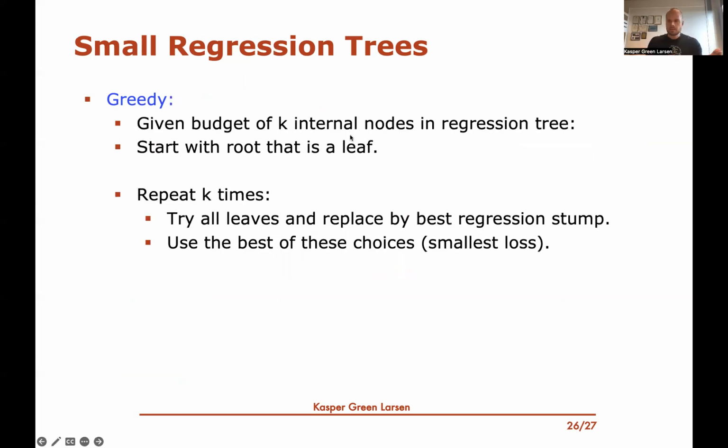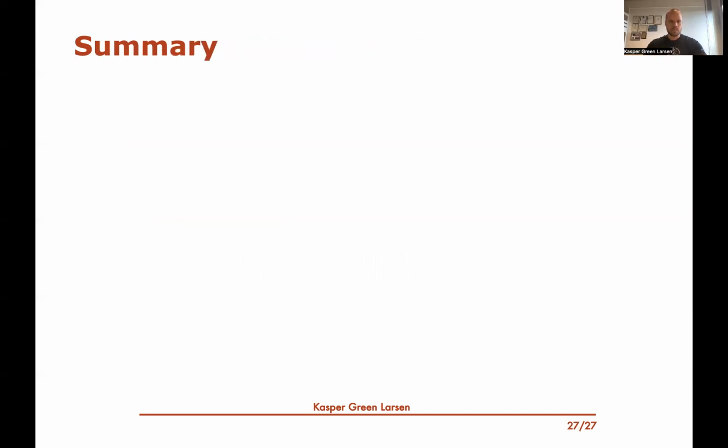So basically, we just take the greedy algorithm that we knew before, and if we have this budget of k internal nodes, we start with the root, that's the leaf, and then we repeatedly look at all the leaves, try to replace them by a regression stump. And we do this by trying all the possible splits, for all the different features, and computing the best possible leaves that are there. And then we just evaluate how good this tree is by looking at the loss function. What does it evaluate to if this is our choice, right?